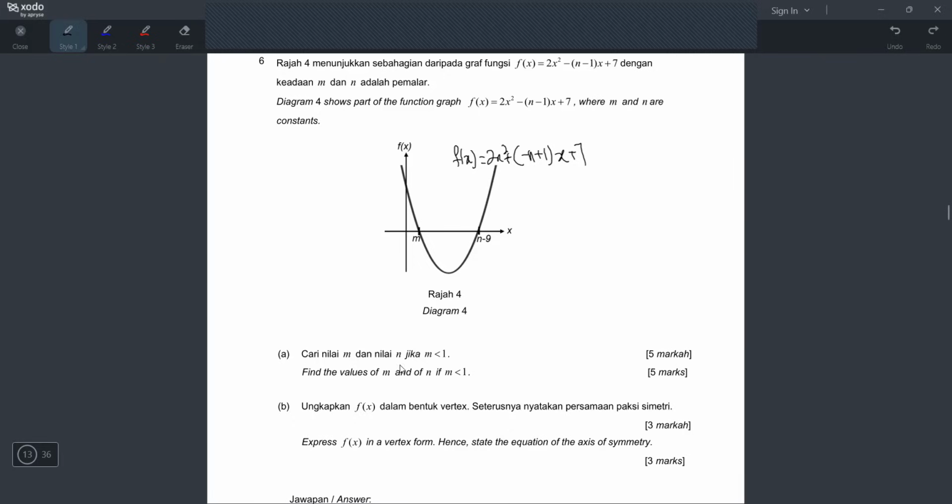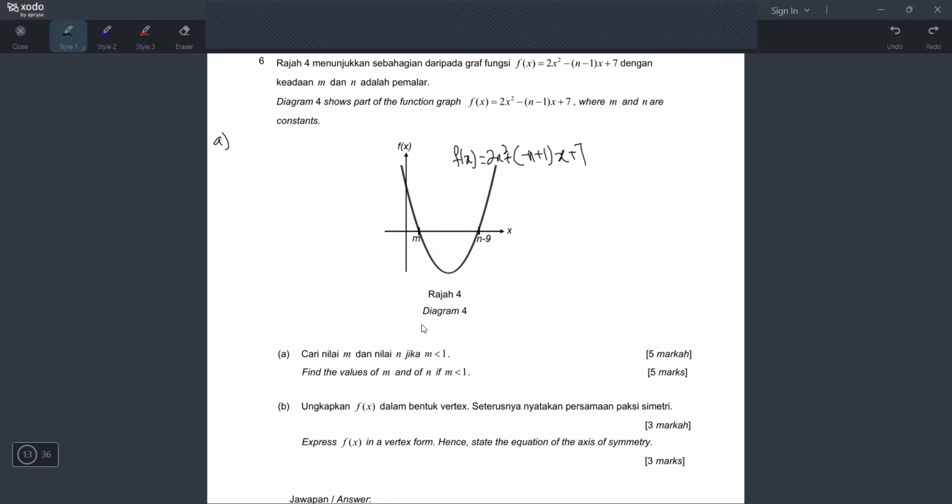So part A, find the values of m and n if m is smaller than 1. Okay, when I first did this question, I tried doing b squared minus 4ac, right? But cannot, because I thought this equation has two different roots, okay? Because it says here, right? And I do bigger than 0, but you can only find the range of n if you do it like this, right? So actually the correct way here is to do the SOR method, okay?